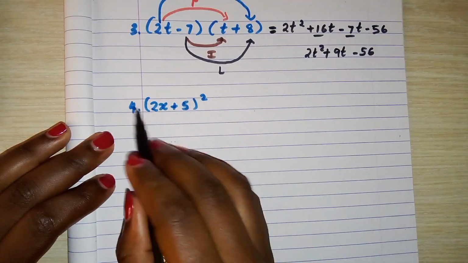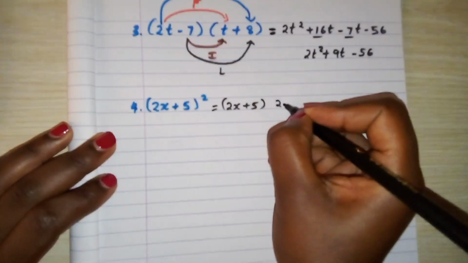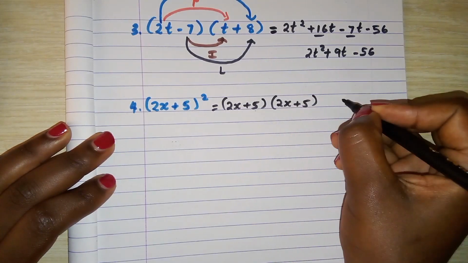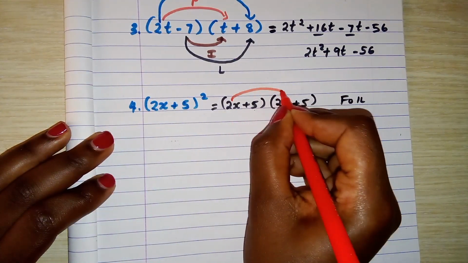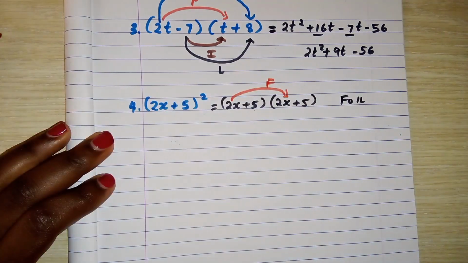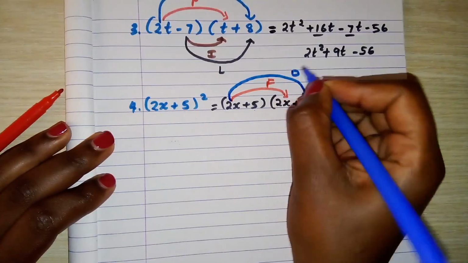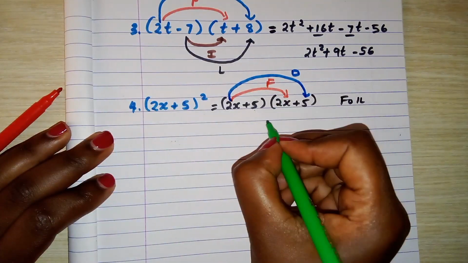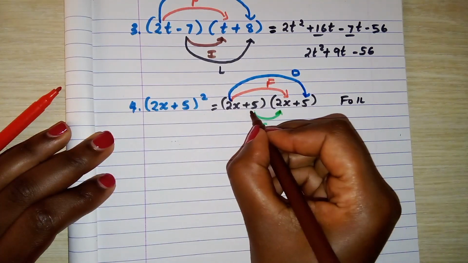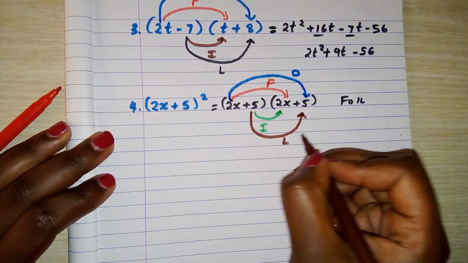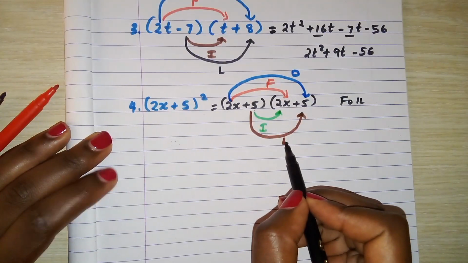So 2x plus 5 squared is the same as 2x plus 5 and another 2x plus 5. So let's write the FOIL. So we have first, then we have outside, then we have inside, and last but not least we have last. So in that order, we'll start with the F, then you go to O, then I, then L.